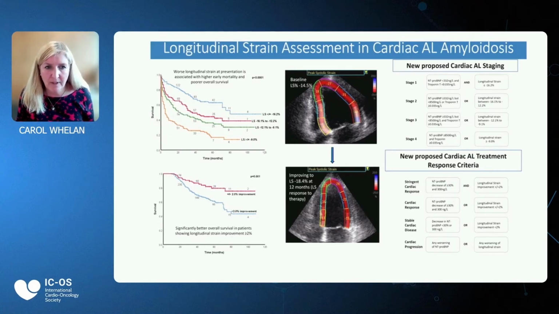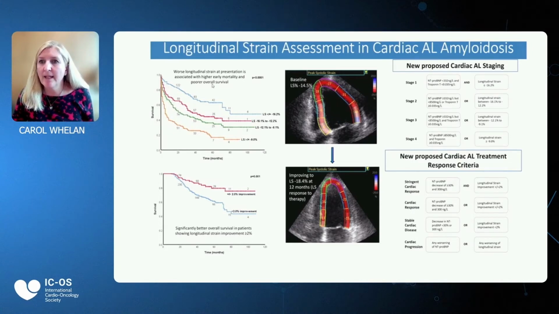In addition to this, we can track the strain during treatment, and we can see on the bottom left-hand part of the screen that the red line is those patients where the longitudinal strain has improved by at least 2%, compared to the blue line where the longitudinal strain has not improved by at least 2%, and there's a significant difference in the overall survival in the two groups. We therefore propose that there's a new staging system for cardiac AL, which involves the measurement of the longitudinal strain.